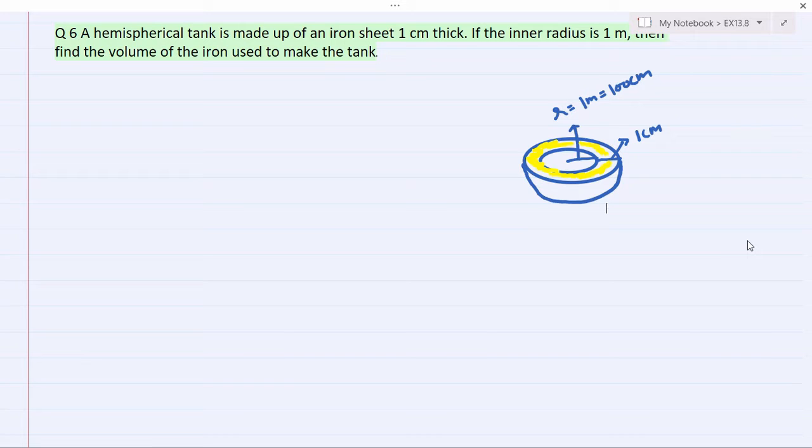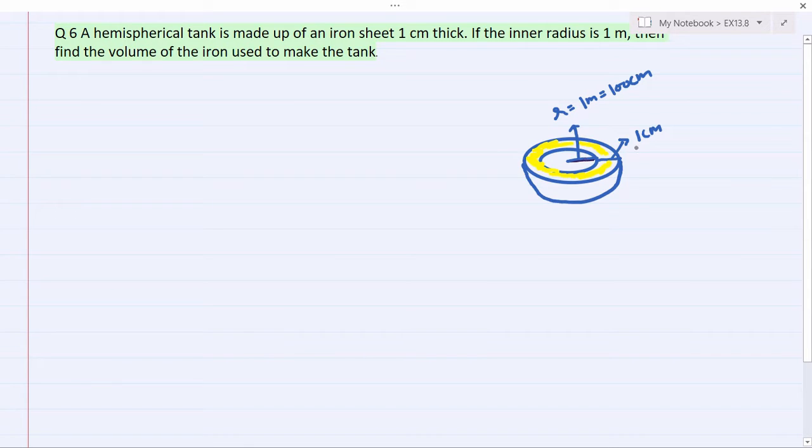Now you can see here on the screen, the question is: a hemispherical tank is made up of an iron sheet 1 centimeter thick. Means I have shown here with the yellow color, this is the thickness of the iron sheet. If the inner radius is 1 meter, means this radius is 1 meter, then find the volume of the iron used to make the tank. You have to find out the volume of the iron which is used to make this hemispherical ball, right?